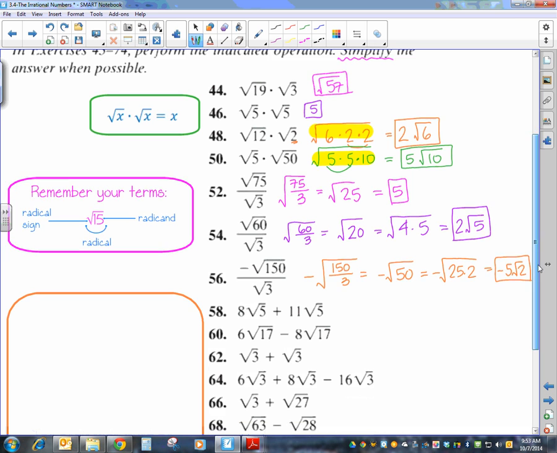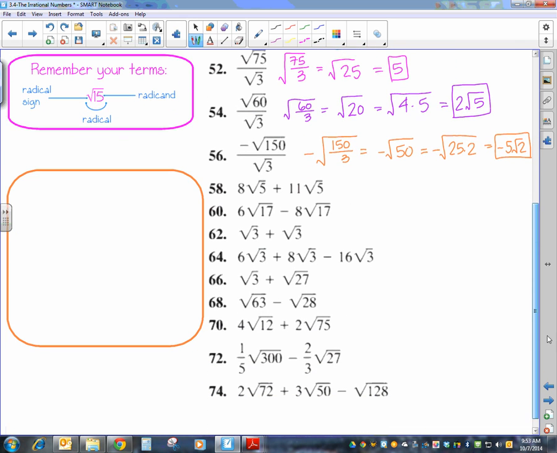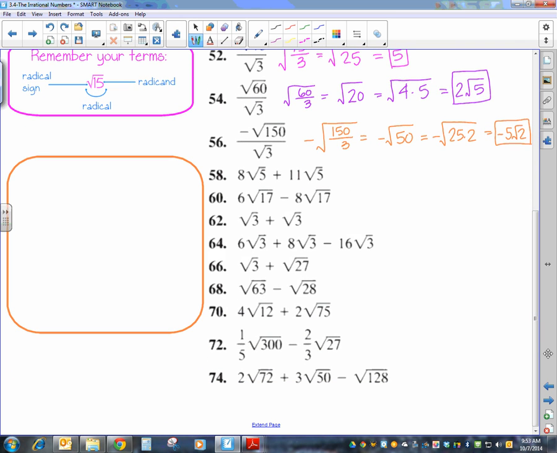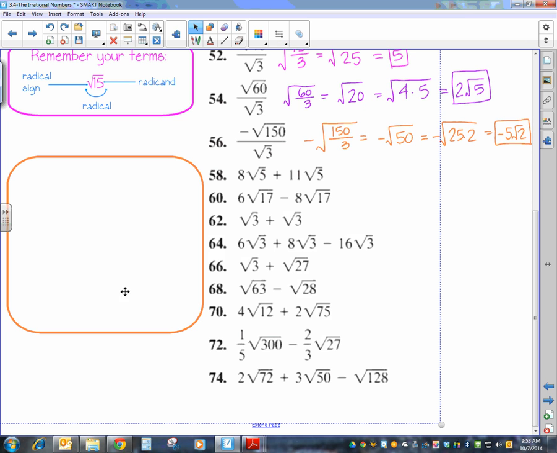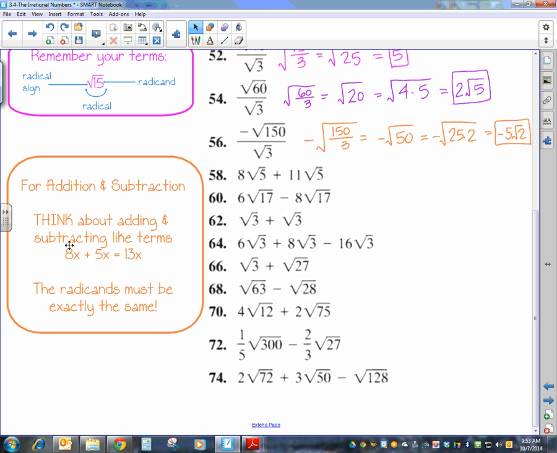Okay, so that's multiplying and dividing, simplifying as we go along. The last group that we're going to work on is adding and subtracting. Okay, in adding and subtracting, you want to think about adding and subtracting like terms. Okay, if you have 8x plus 5x, then you know that you're just going to combine 8 and 5 to get 13. Your x stays the same.